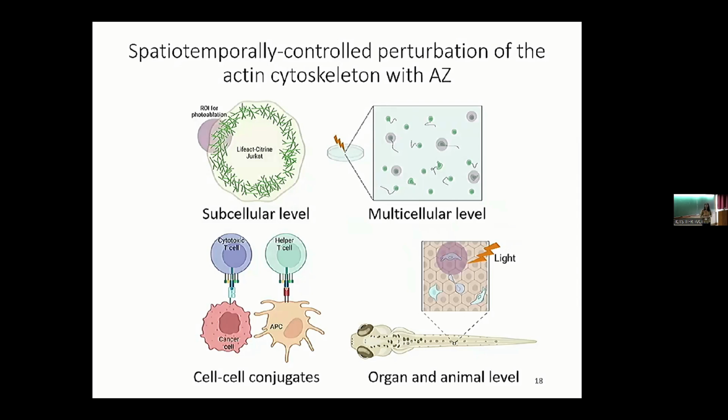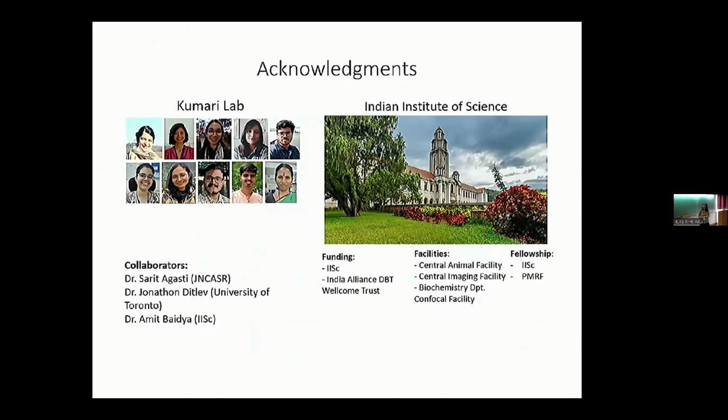And so now I'll conclude by summarizing that we have performed spatiotemporally controlled perturbation of the actin cytoskeleton using our novel compound AZ at the subcellular level, at the multicellular level, and whole cell level, and we are also working on cell-cell conjugates and have preliminary data at the animal level, where we have used a C. elegans system.